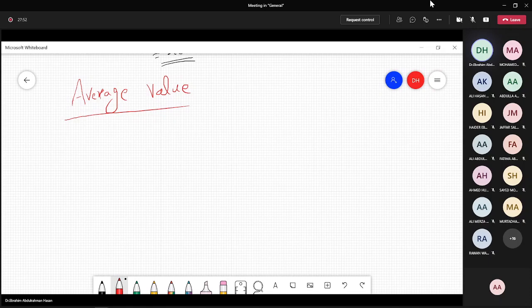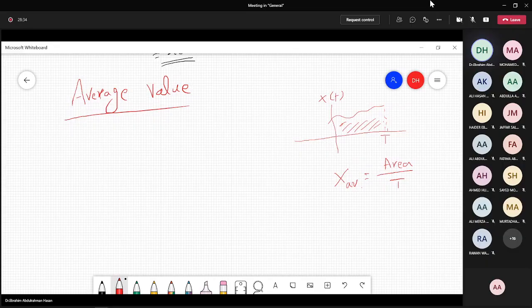For a signal, how to find it? If we have any signal, continuous or discrete, and I want to find the average value, let me say from here to here. Then the average value is equal to the area under the curve, this is x of t, divided by the interval T. So x average equals the area divided by the interval T.